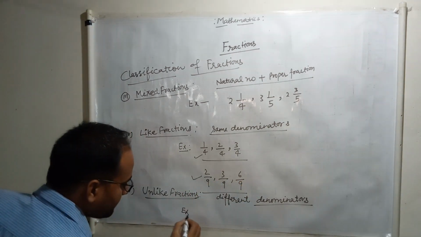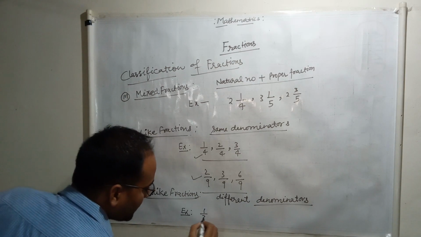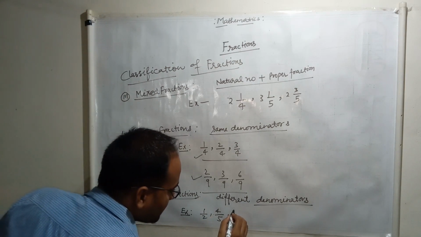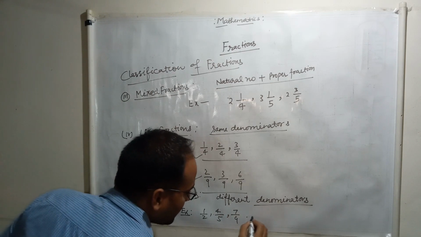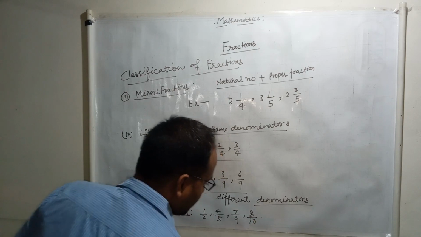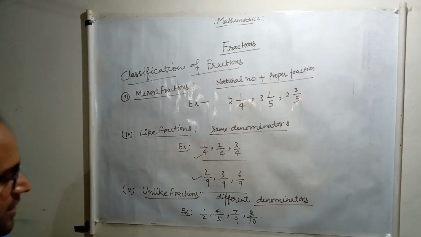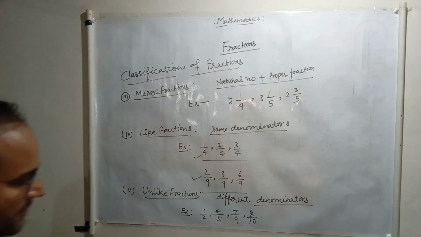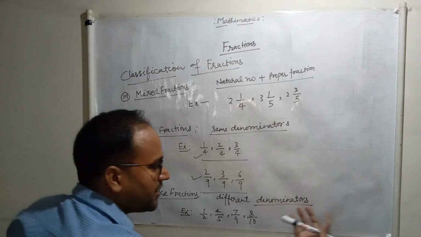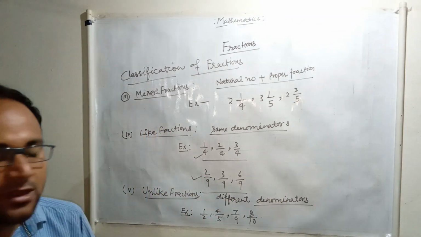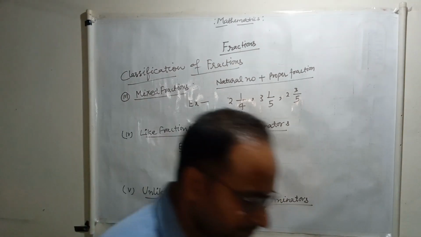Example: 1 by 2, 4 by 5, 7 upon 9, 8 upon 10. Then they are said to be unlike, because the denominators are different. So fractions with different denominators are said to be unlike fractions.